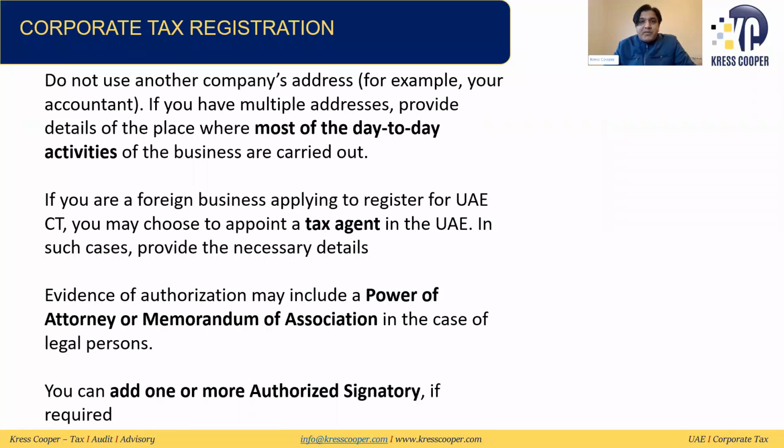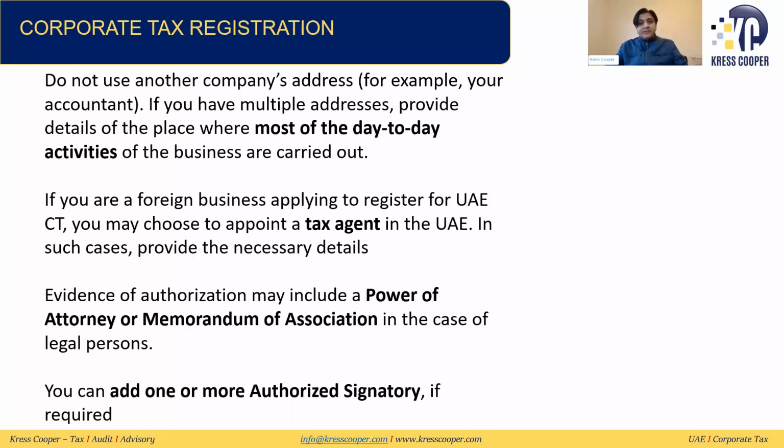If the non-resident person, foreign business, has a tax agent in the UAE, then they need to enter the detail as well. Evidence of authorization may include the power of attorney. When we discuss the agent, evidence of authorization is the power of attorney or memorandum of association in case of legal persons. You can add one or more signatory as well, that we have already discussed.